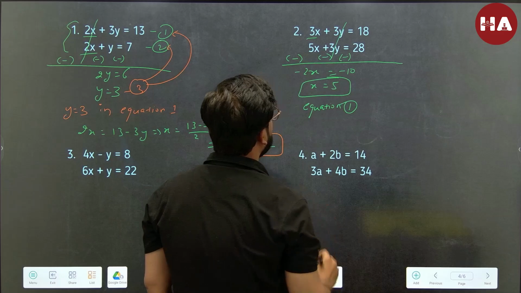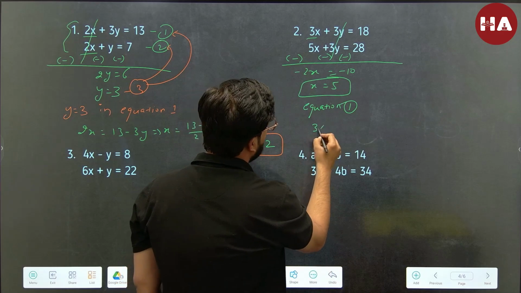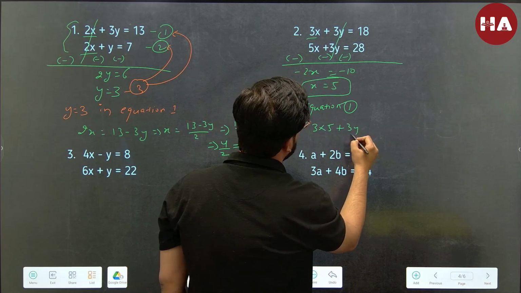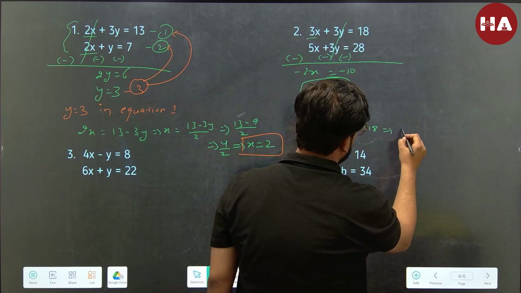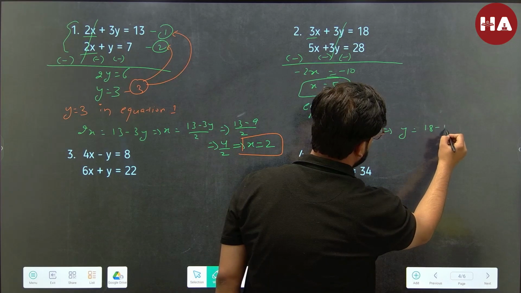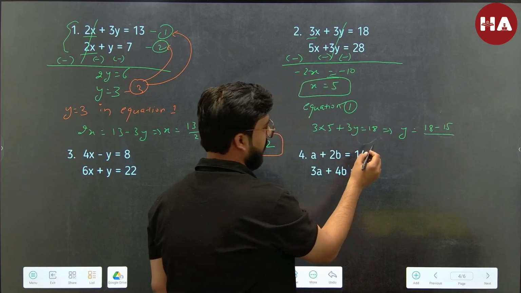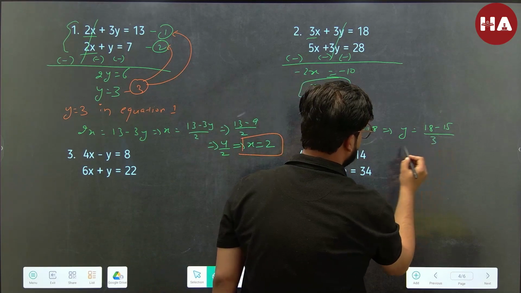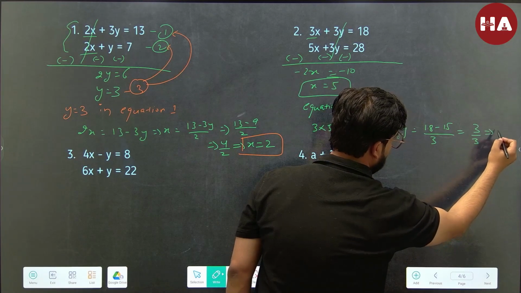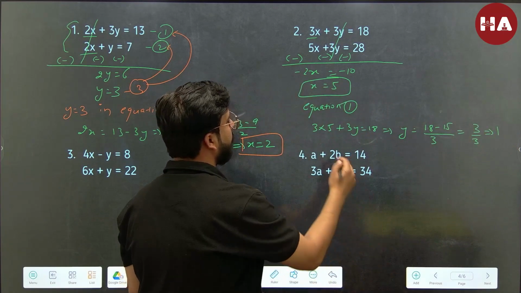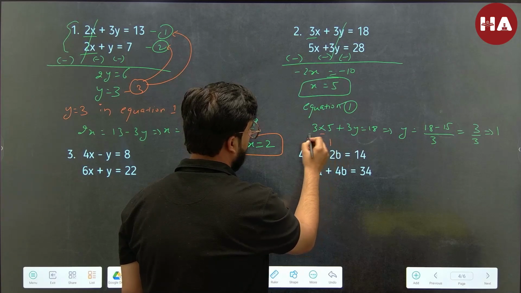So you can see here that 3 into 5 plus 3y equals to 18. Now you can take this to the other side. So y would be equal to 18 minus 15 over 3, because I have taken this 3 along with that. So this will be 3 over 3, that is equals to 1. So value for y is coming as to be 1.